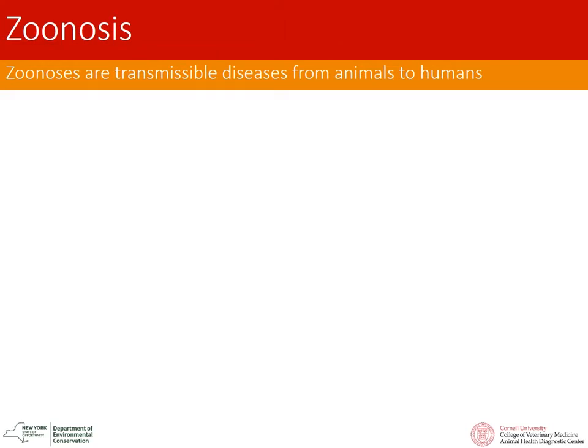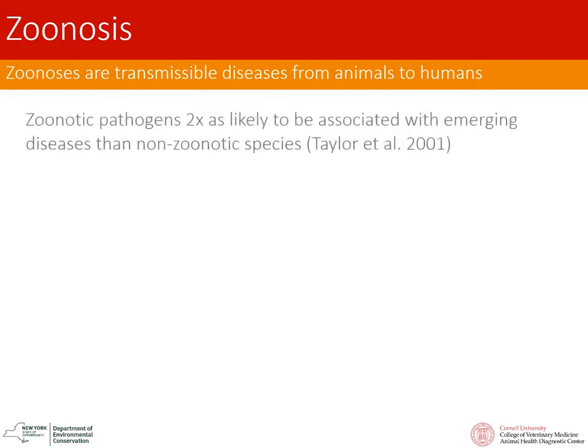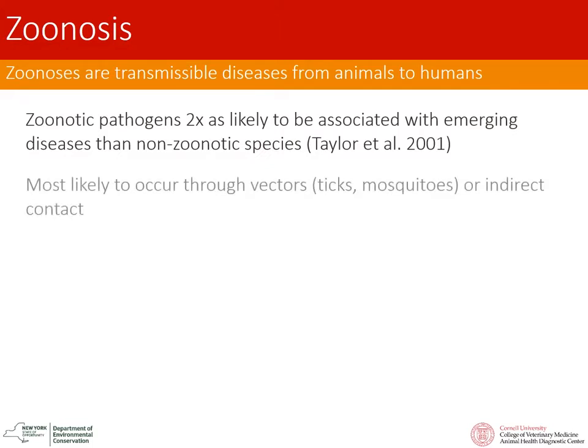Let's talk a little bit more about zoonoses. Remember, these are the diseases that are transmissible between animals and humans. About 60% of the known infectious diseases are zoonotic. A paper by Taylor et al. in 2001 reported that of 175 emerging infectious diseases, 75 of them were zoonoses, and zoonotic pathogens were twice as likely to be associated with emerging diseases than non-zoonotic pathogens.